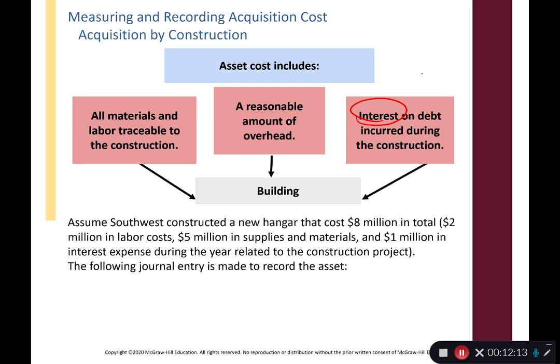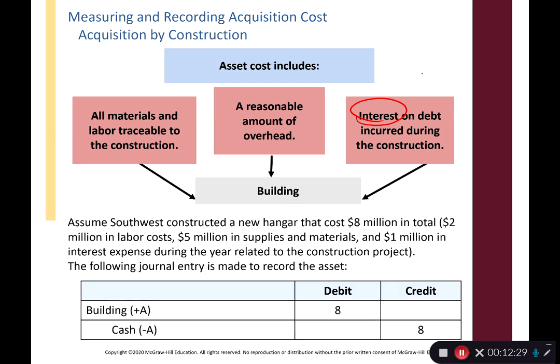So if Southwest constructed a new hangar that costs $8 million in total, which is comprised of $2 million in labor, $5 million in supplies and materials, and $1 million in interest expense, how would they record that journal entry? Well, they would record the building for $8 million and the cash going out for $8 million, just like they'd record the purchase of a building for $8 million. In our assets equal liabilities plus equity, building goes up 8, cash goes down 8, so the net effect is 0 and the accounting equation would balance.